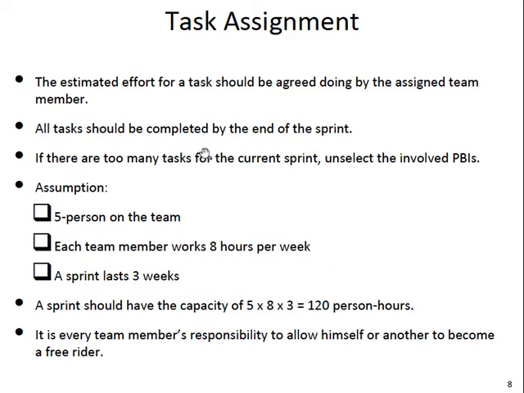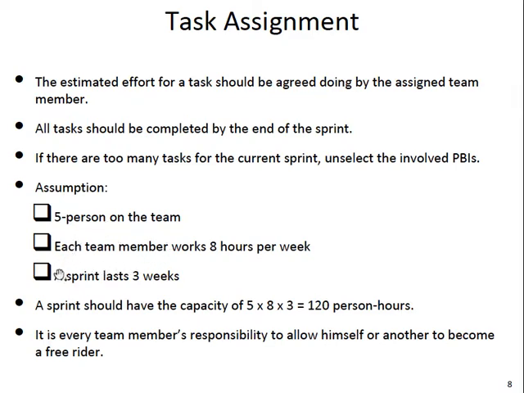Okay, so we make sure that all the tasks will be completed by the end of the sprint. It means, let's say 2 weeks, you only have 10 person days. If you assigned 15 person days of work to one person, then you know it's impossible, right? Because one person only has 10 person days in 2 weeks, if 2 weeks is your sprint size. So you make sure all the tasks can be completed and you don't assign too many tasks to one person.